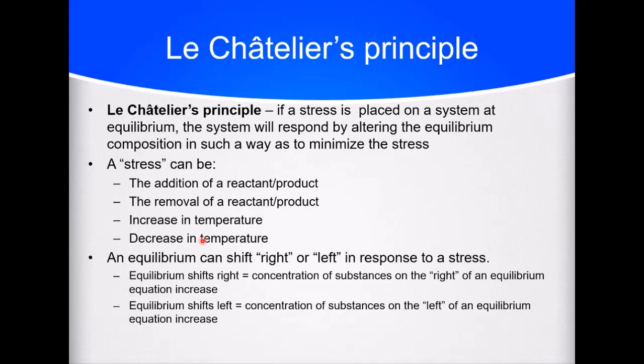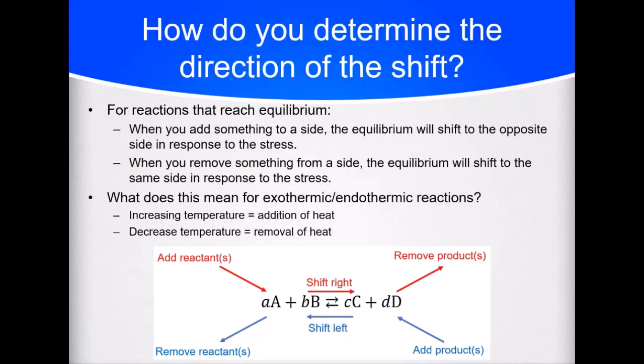If you're lowering the temperature, you could argue it either way. So changing the temperature, if you're treating heat as a reactant or a product, which it arguably is in an exothermic or an endothermic reaction, then it's the same as adding a reactant or adding a product, and the equilibrium system will shift after you've made that change. How can you predict what that looks like? I like using little arrows: if you add a reactant or remove a product, it shifts to the right. You're just following the direction of the arrows.